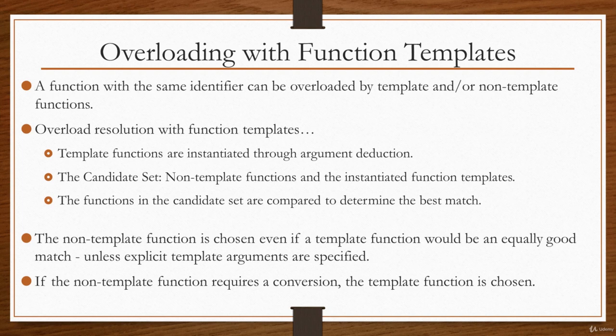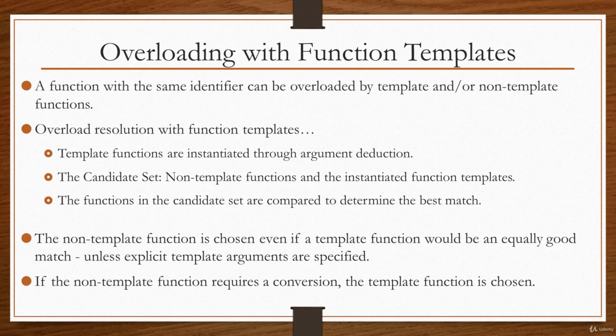Your template functions are instantiated through argument deduction. Then you have something called the candidate set, which is the non-template functions and the instantiated function templates as well. In other words, if argument deduction is successful, then you get a specialized instantiation of that function, or in other words, a generated version of that function by the compiler. Then the functions in the candidate set are compared to determine the best match.